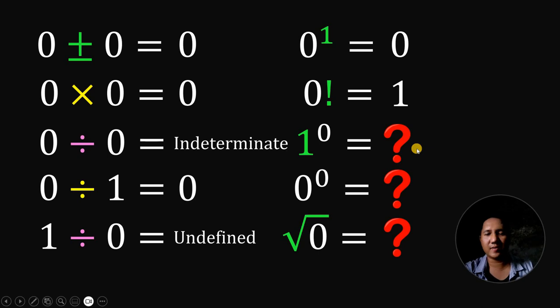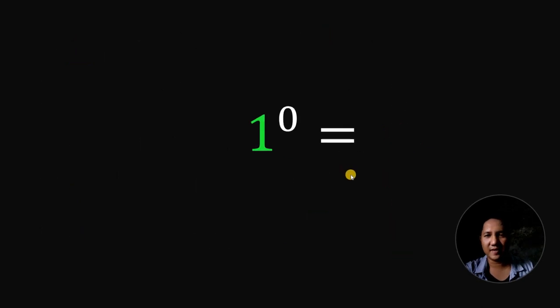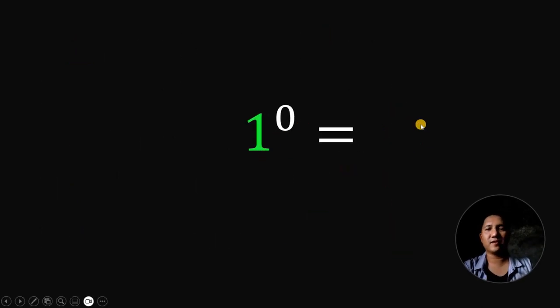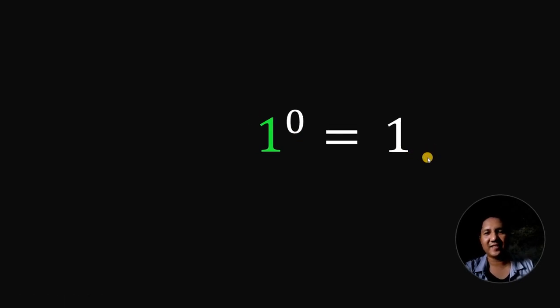Now how about 1 raised to the power of 0? Again, this is not a tricky question. 1 raised to 0 is simply equal to 1. Alright? So any number raised to 0 is just 1, except for 0. Alright? So let's move on.